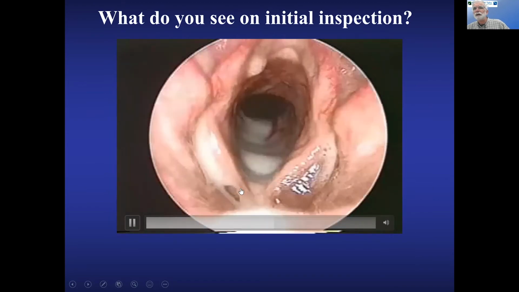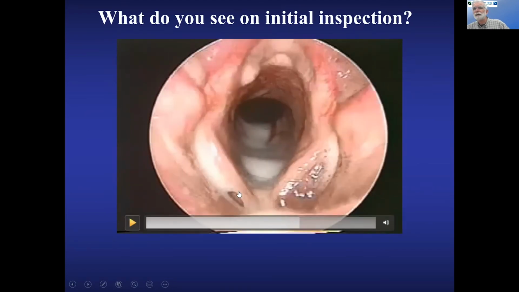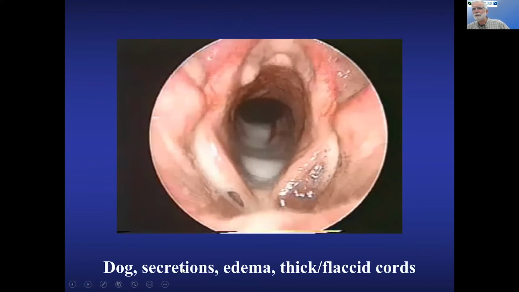Dorsal tracheal ligament. Now the doxapram, I'm going to stop that. You've got tight cords on the right side, a cord on the right side, and a tight cord but thickened and a little bit maybe almost bruised here on the left side. So what's going on here? We've got secretions, edema, thick flaccid cords, and the dog is not having trouble breathing. He's not exercise intolerant, but he does have a problem with sensation, swallowing mechanism, something going on. I don't know what the result is.